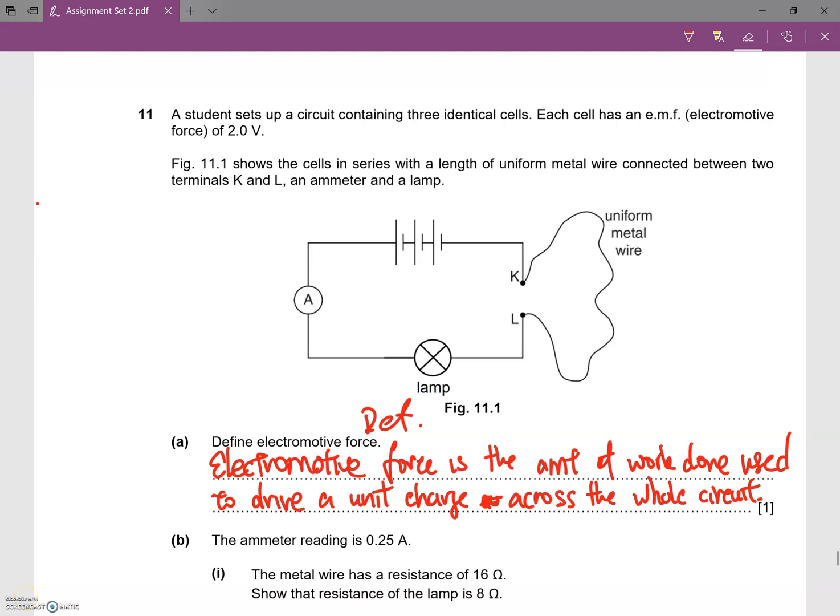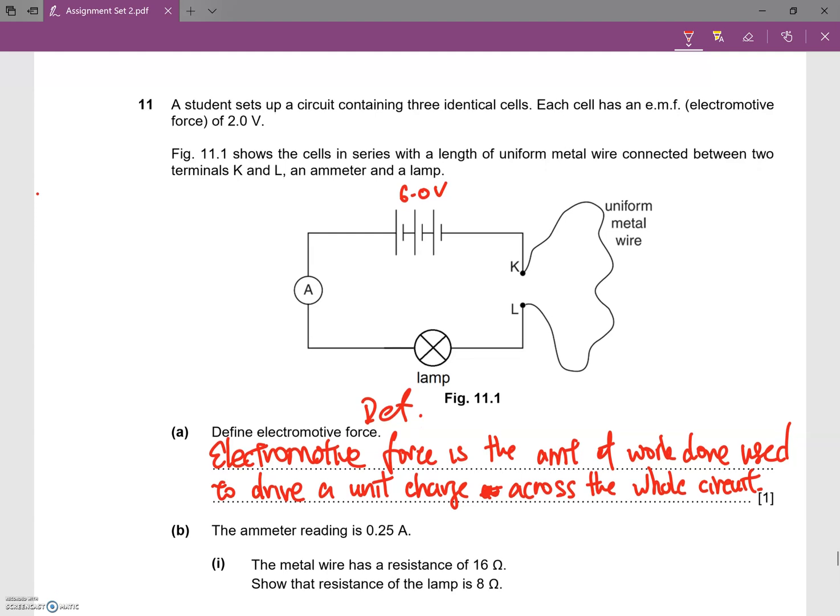Okay, now let's go through question 11. A student sets up a circuit containing three identical cells. Each cell has the EMF of 2.0 volts. So what we'll know is that the three cells add up together, it will be 6.0 volts. Figure 11.1 shows a cell in series with a uniform metal wire connected between terminal K and L. Okay, so this uniform metal wire, there's a lamp over here and there's an emitter over here.